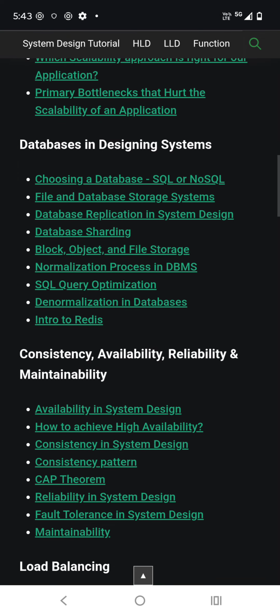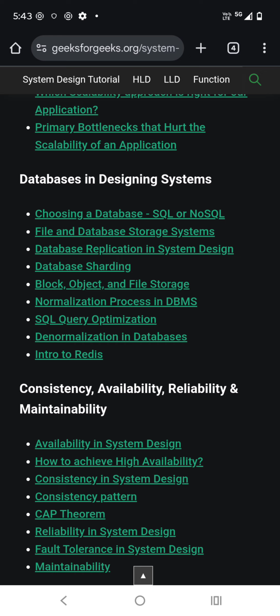Okay, and the other thing is deciding the database while designing a system. We have majorly two kinds of databases, right? One is the SQL database, and the other is the NoSQL database.